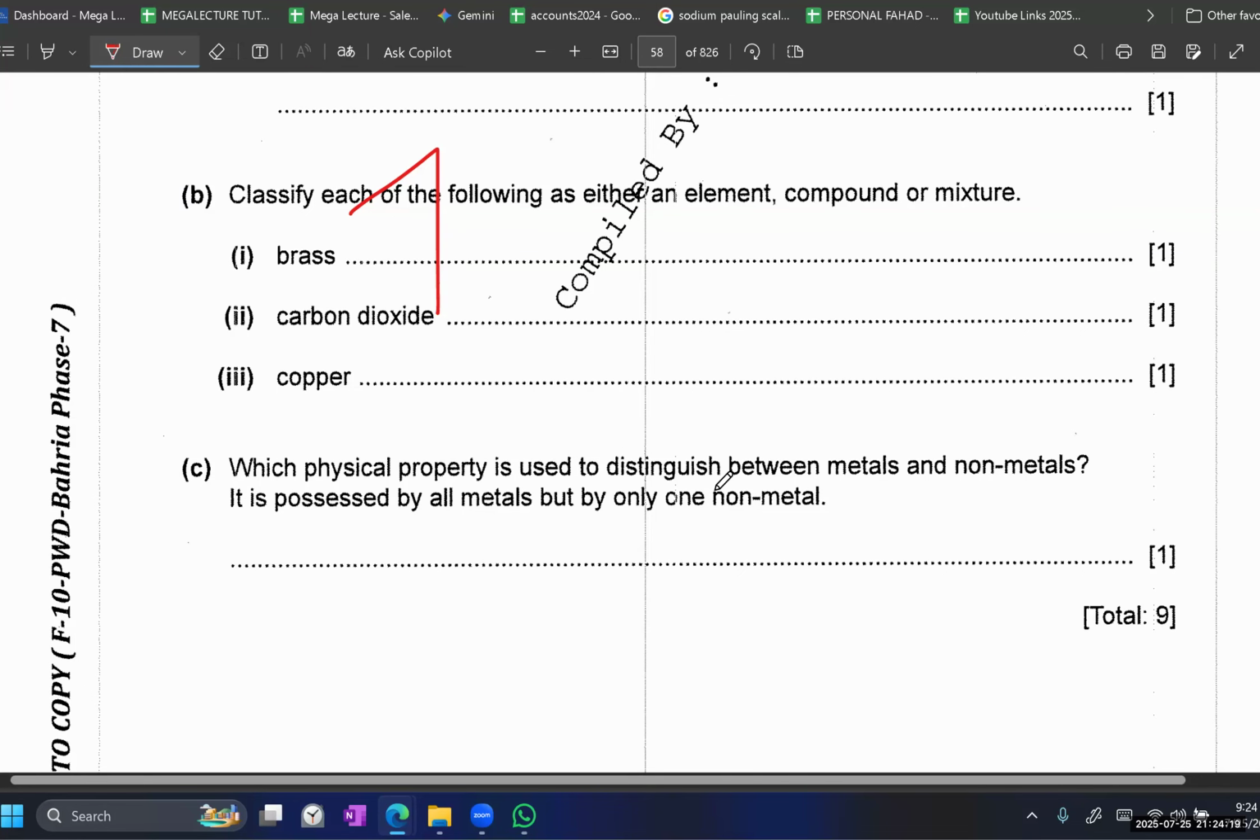Which physical property is possessed by all metals but is only shown by one non-metal? You can't see the property. Which property is this? Conducts electricity. Only graphite is the one that conducts among non-metals. Okay, let's continue next time.